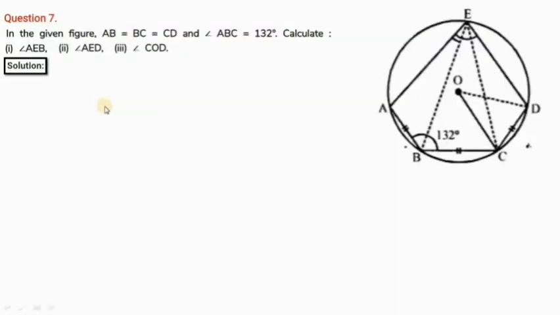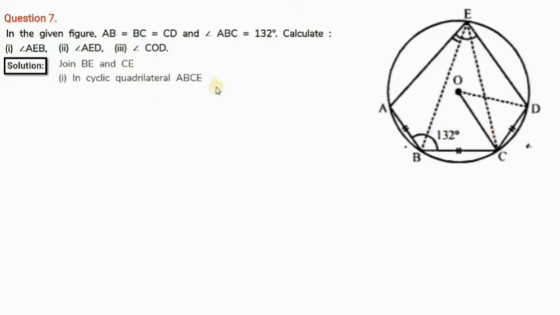Okay, so let's have a look at this question. The question says, in the given figure AB, BC and CD are equal, and ABC is given to be 132 degree. We need to calculate these 3 angles. Let's have a look at our diagram very carefully. Here these 3 are given to be equal. Before I start, I have written join BE and CE.